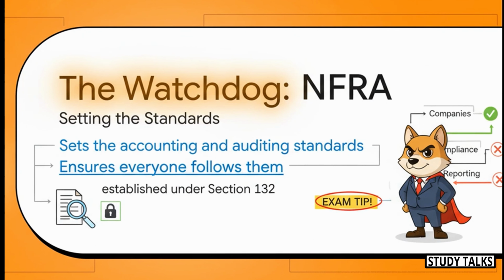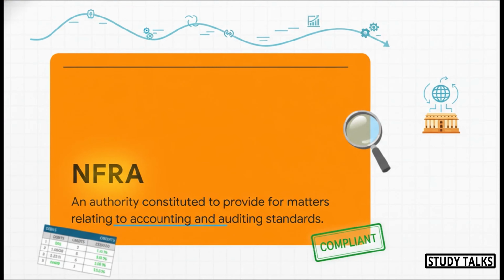Okay, so we've covered the 2 ways to fix past accounts. But that begs the question, who sets all these accounting and auditing rules in the first place? And who makes sure everyone is actually following them? Well, that brings us to the final piece of our puzzle, the big watchdog, NFRA, which was set up under Section 132. So what in the world is NFRA?